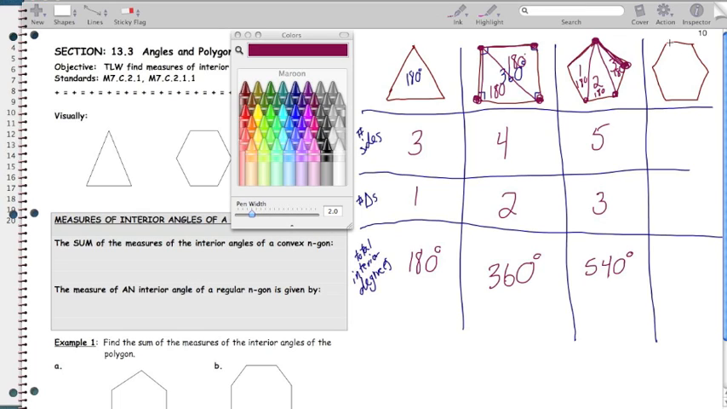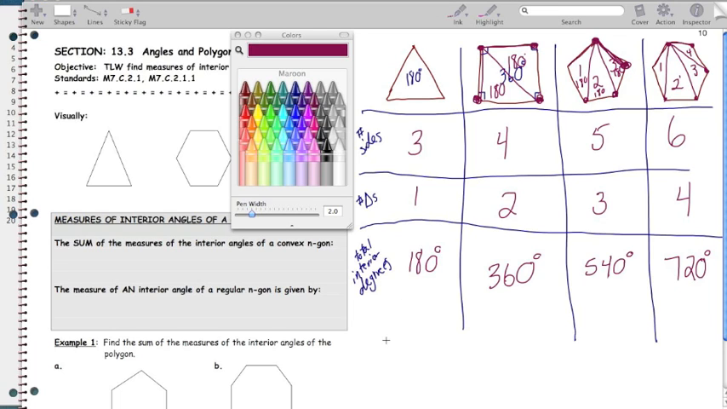Then let's try a hexagon. We have 6 sides. We're going to connect it to each of the corners, each of our vertices, rather, not endpoints, vertices. We get 1, 2, 3, 4 triangles. Then we see how many total degrees that would be. Well, we know that each triangle is 180 degrees, so 180 times 4, 720. Now we could keep doing this. We see that all we have to do is break it into triangles. That's a method of figuring out how many degrees are on the inside.